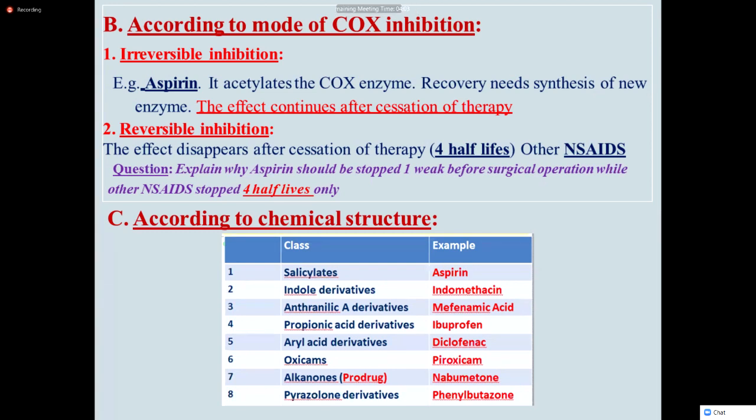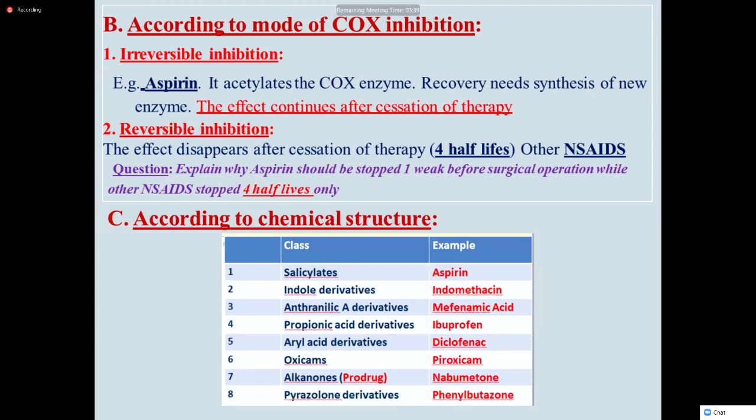That's why a question is asked: why should aspirin be stopped 1 week before a surgical operation, while other NSAIDs are stopped after just 4 half-lives only? Because the body requires producing new cyclooxygenase enzyme, which will require 7 to 10 days.